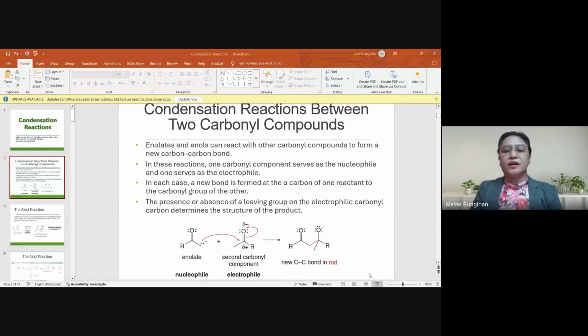Now, how about if we dehydrate the aldol product? It is possible to do dehydration, removal of the alcohol group, so H and OH from the adjacent carbons, your alpha and beta. You will form an alpha beta unsaturated carbonyl compound. In biological systems, this also happens, the dehydration process, especially in fatty acids, to form your alpha beta unsaturated acids.